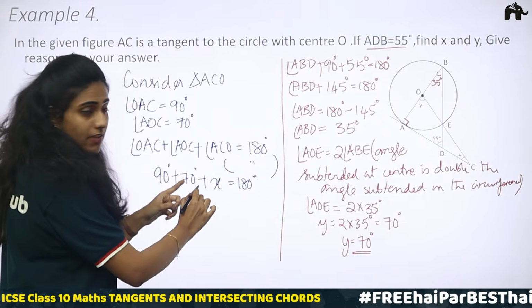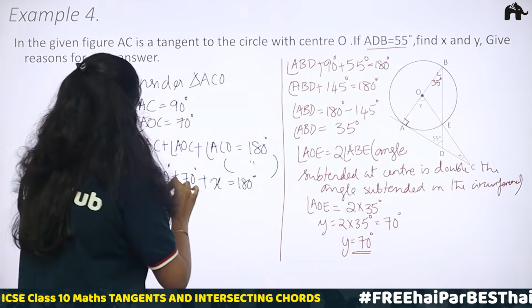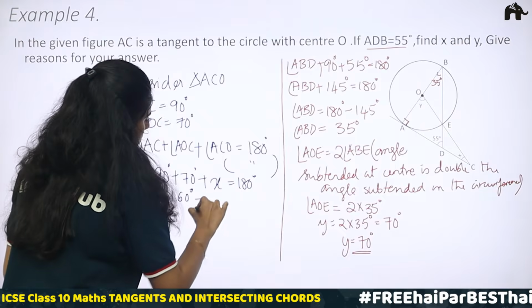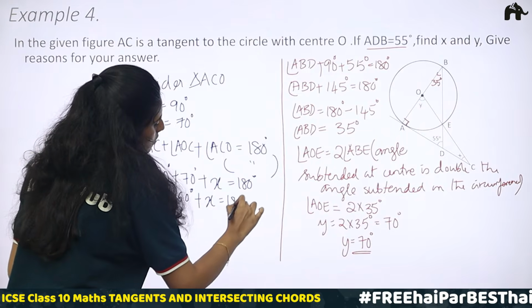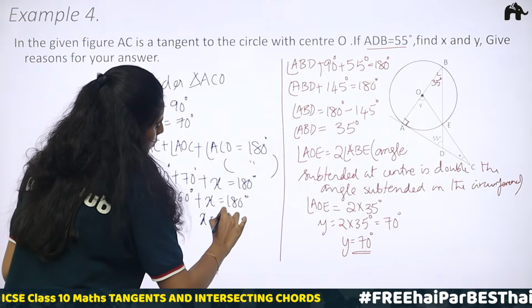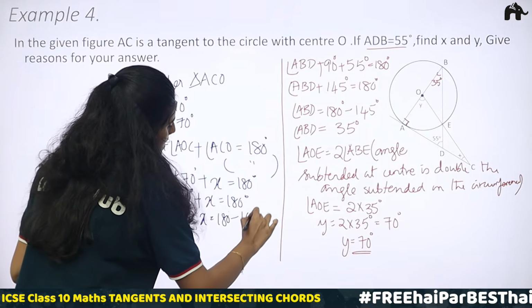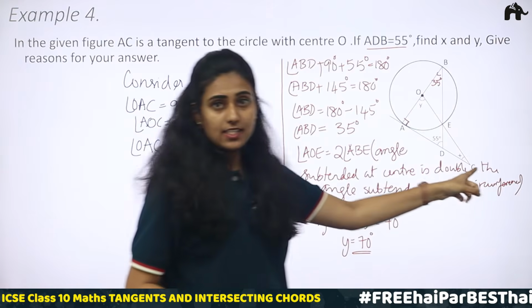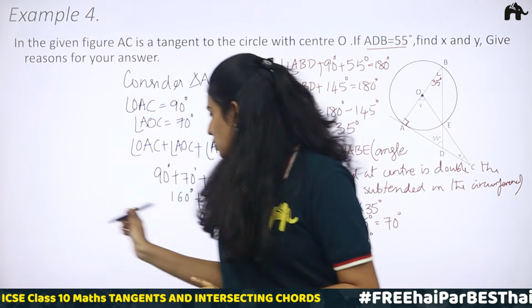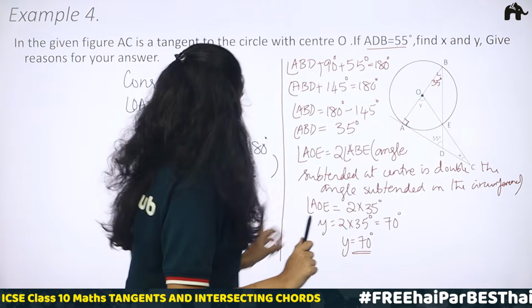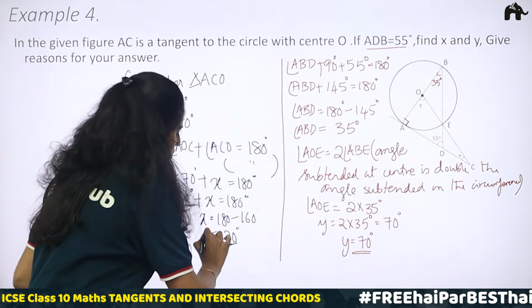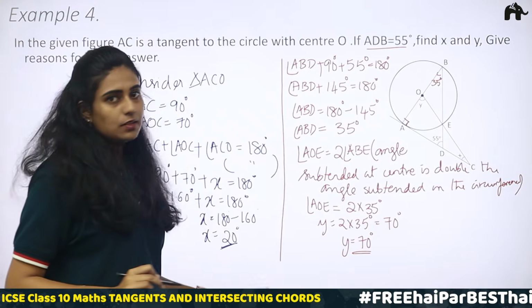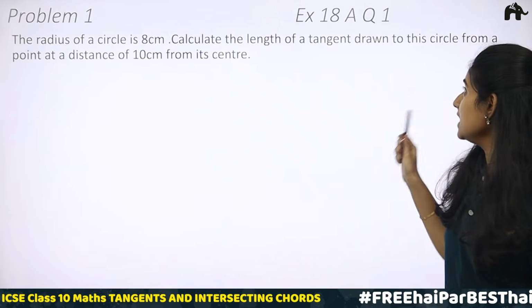90 plus 70, we get 160 degrees plus x is equal to 180 degrees, and x is equal to 180 degrees minus 160 degrees, which is equal to 20 degrees. Angle x is equal to 20 degrees. So, we have determined x and y. X is equal to 20 degrees and y is equal to 70 degrees. Clear? Let us solve problems from exercise 18A.